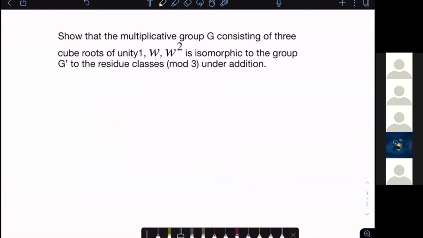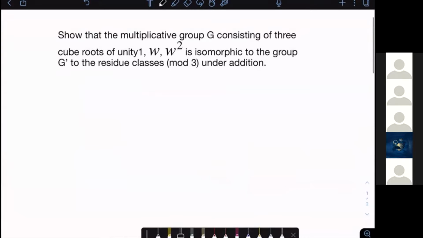Now we're going to demonstrate some problems. The first problem is: show that the multiplicative group G consisting of the three cube roots of unity, 1, W, W squared, is isomorphic to the group of residue classes modulo 3 under addition.